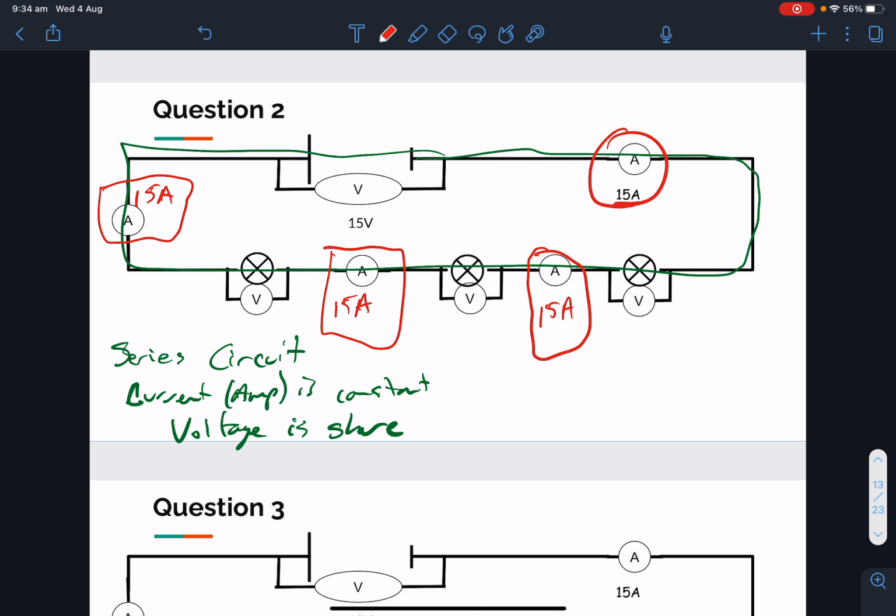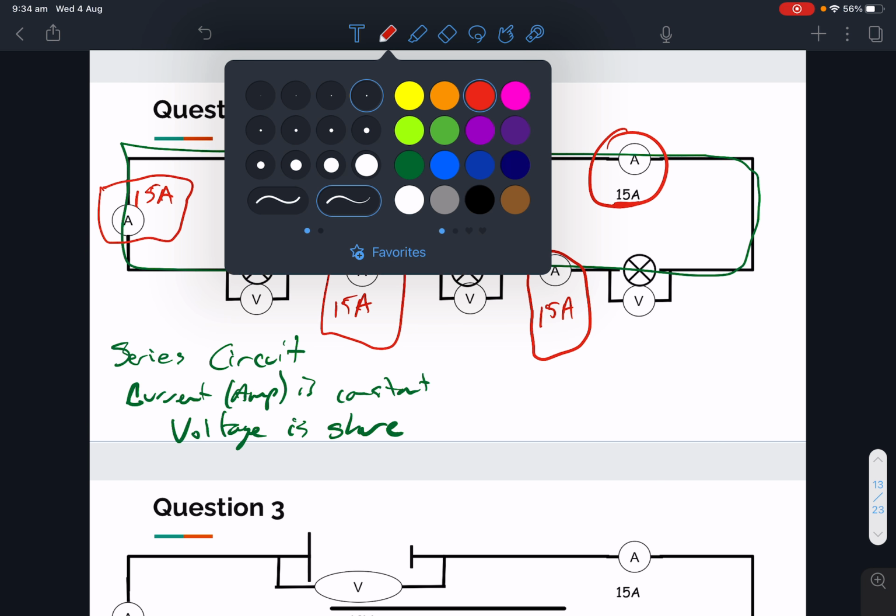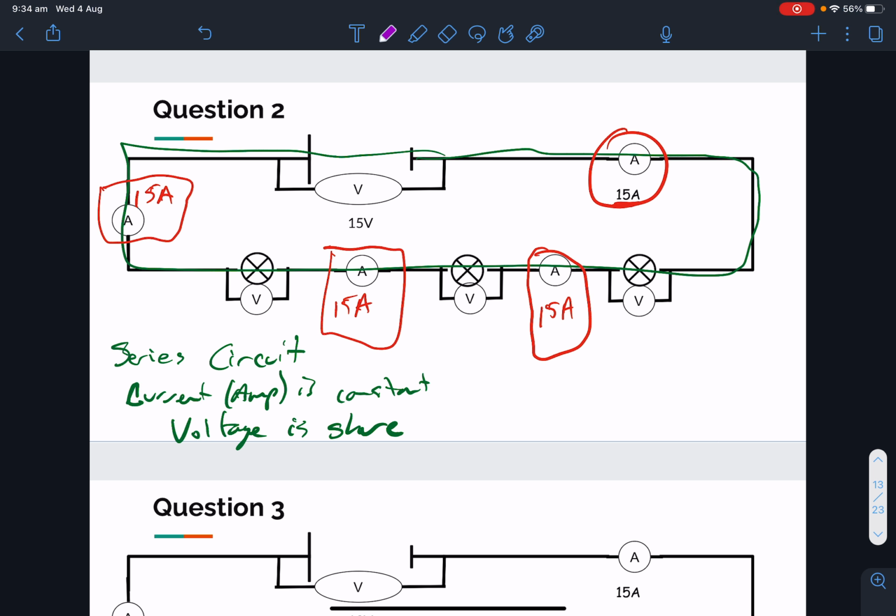All right, let's tackle voltage. Let's change the color. Maybe I should keep consistent colors. I'll go on purple. Okay, so the voltage given out by our power pack here is 15 volts. We've got 1, 2, 3 globes here, all sharing the voltage.